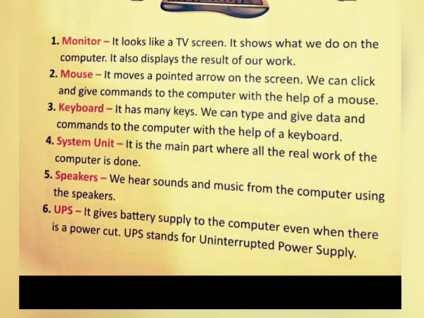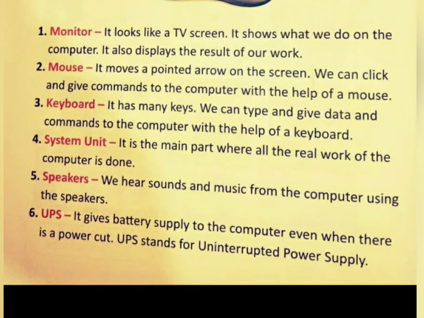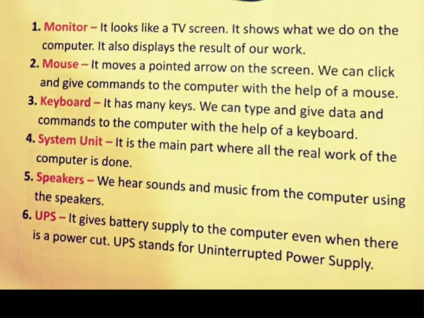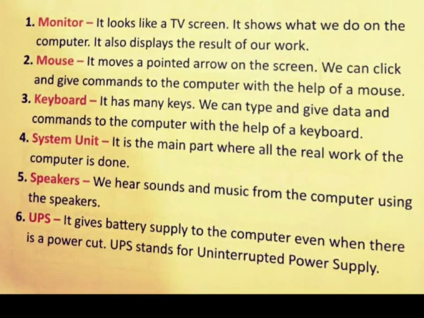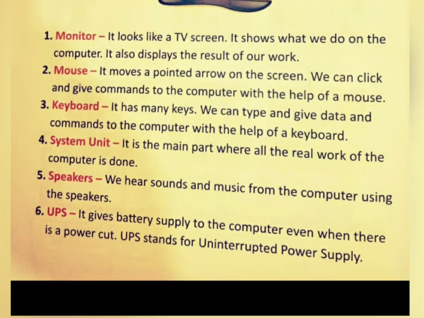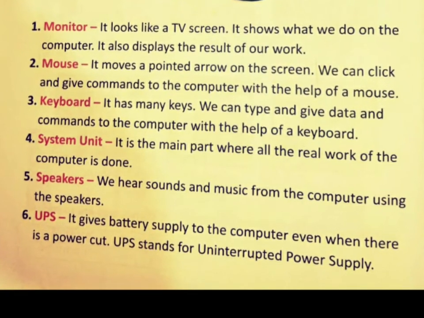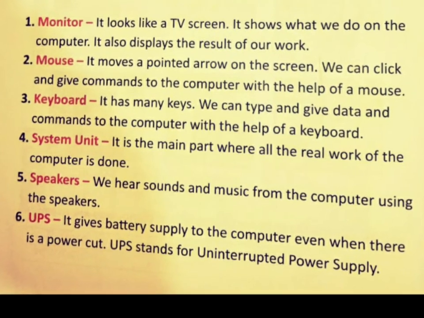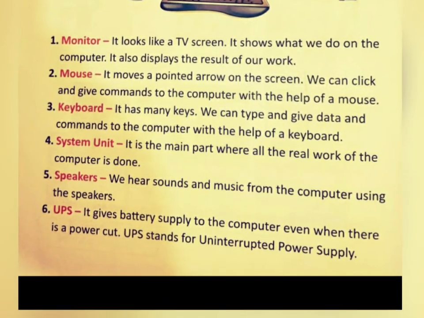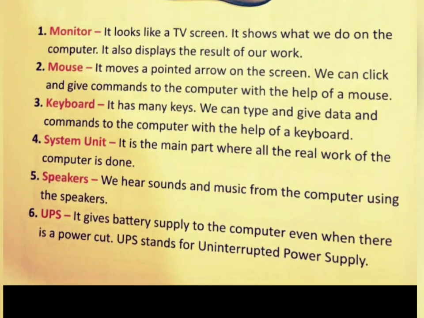Now we all understand each part of the computer. What are the parts we learned here? First is monitor. It looks like a TV screen. It shows what we do on the computer. It also displays the result of our work. Mouse, it moves a pointed arrow on the screen. We can click and give commands to the computer with the help of a mouse.